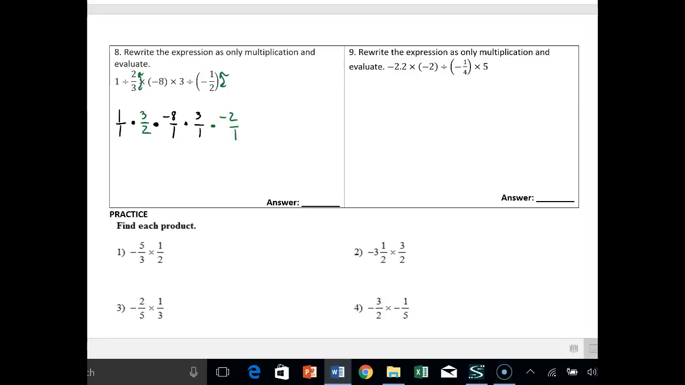Again, because I'm aware of negatives, I'm going to count. I have 1, 2 negatives. So therefore, an even amount of negatives, my answer will be positive. And then I'm going to look to cross cancel before I do any multiplication. I can see right here the 2 and the 8 can cross cancel. 2 divided by 2 is 1. 8 divided by 2 is 4.